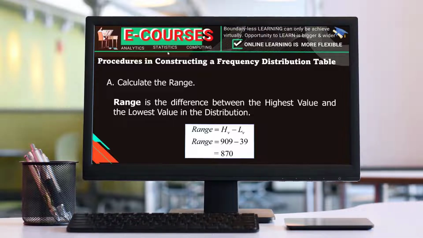So, these are the procedures in constructing a frequency distribution table. The first is to calculate the range. Compute for the range first. Range is the difference between the highest value and the lowest value in the distribution.